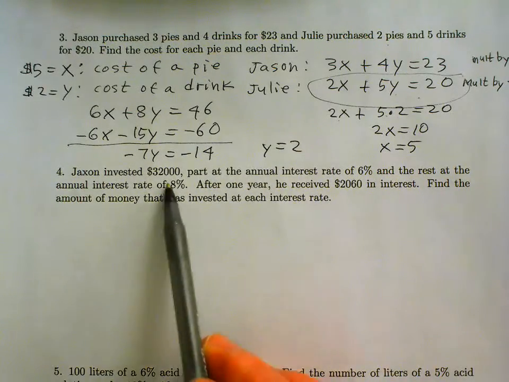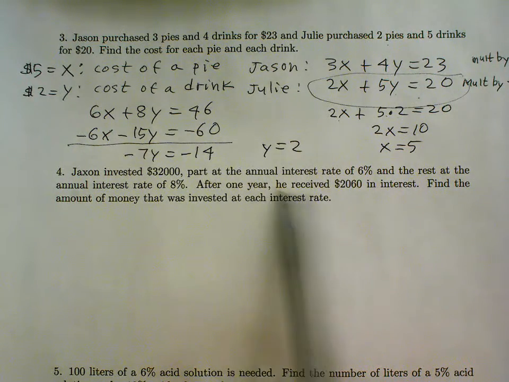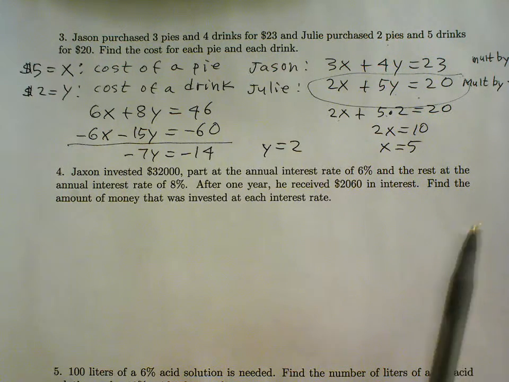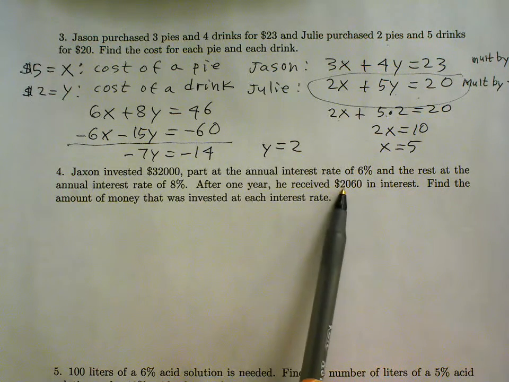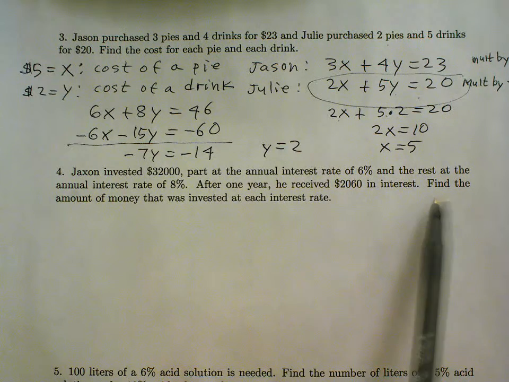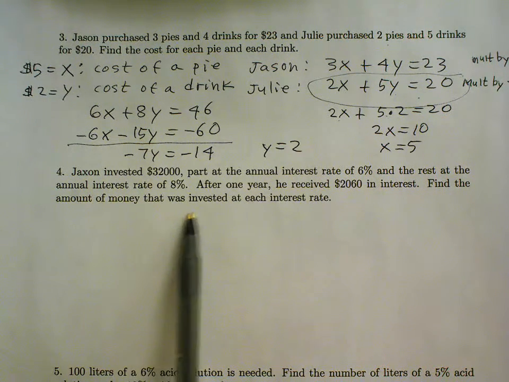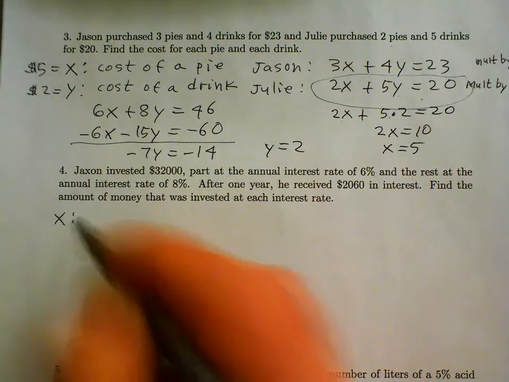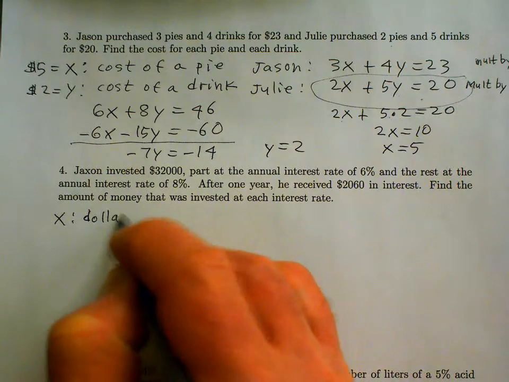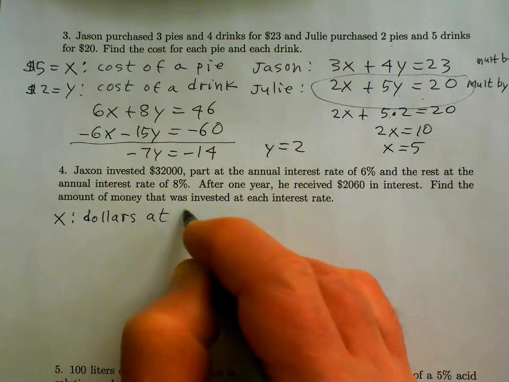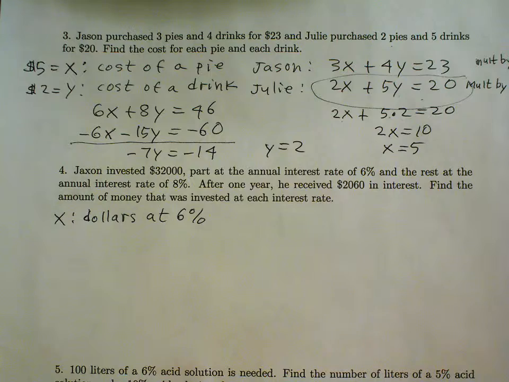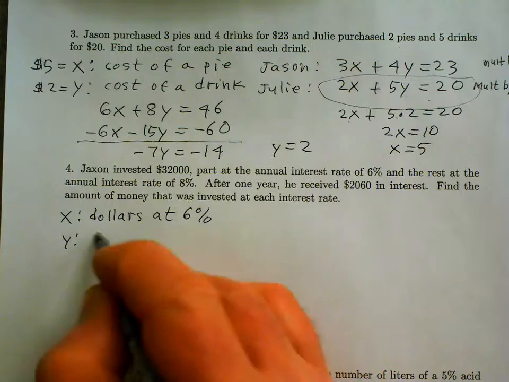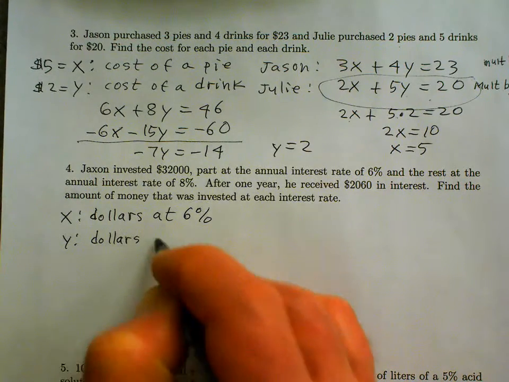Jackson invested $32,000, part of it at an annual interest rate of 6%, and the rest at the annual interest rate of 8%. After 1 year, he received $2,060 in interest. Find the amount of money that was invested at each interest rate. Okay, so I'll pick x to be the number of dollars at the 6% annual interest rate, and I'll pick y to be the number of dollars invested at 8%.